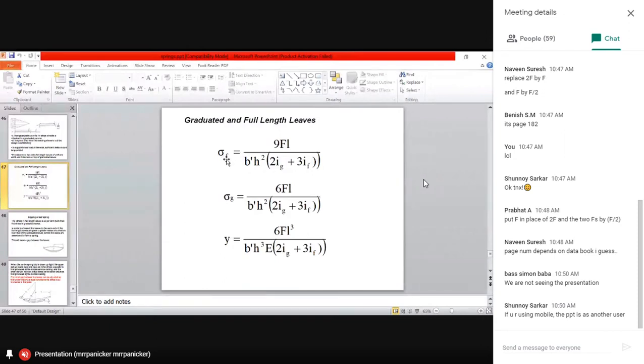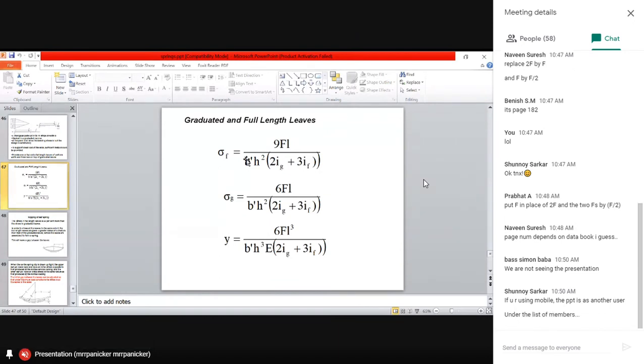The stress of full length leaves: here also you can keep in mind that for only one or two full length leaves, the expression is based on FL. This is based on the diagram, so that diagram is very important. Consider a simply supported beam. The central load is F. Okay, central load is F.